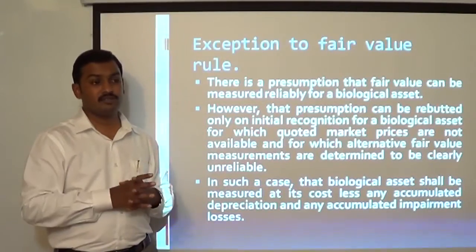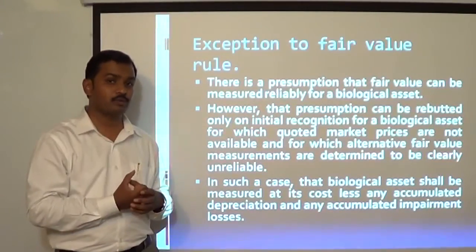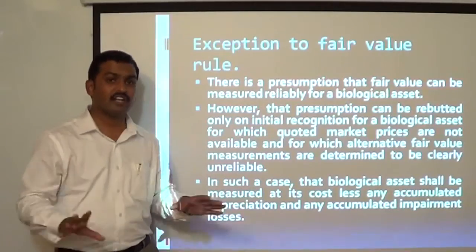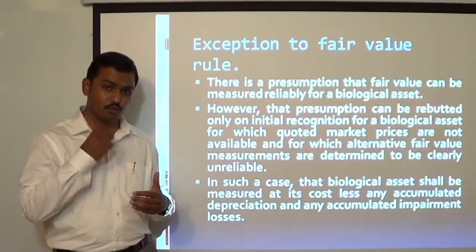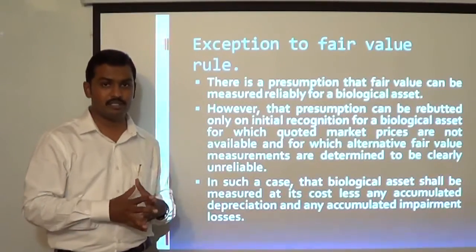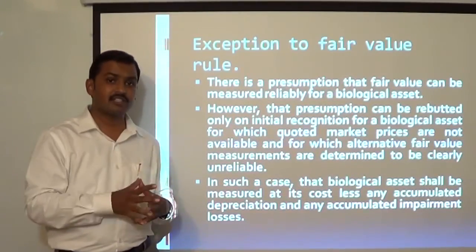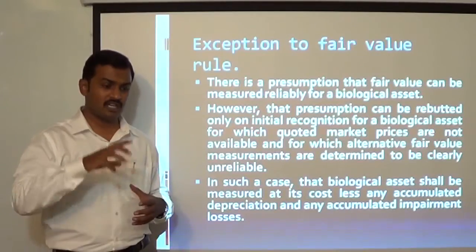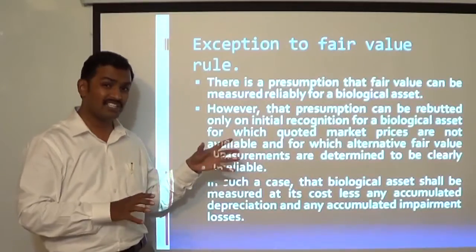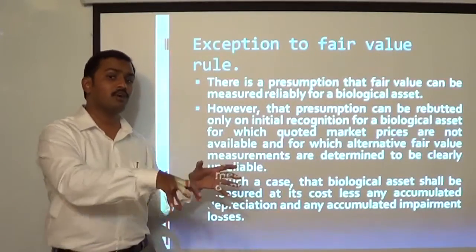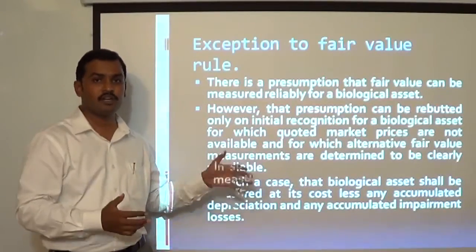After initial recognition, the standard clearly says if you are getting some harvest or some agricultural produce, the standard says you definitely have to arrive at the fair value less cost to sell. There is no possibility of saying that fair value cannot be measured reliably. That means for agricultural produce, for harvest, the standard does not recognize a situation where fair value cannot be measured reliably. That means agricultural produce, harvest at any point, at any cost has to be measured at fair value less cost to sell. But biological assets at initial recognition, if you can demonstrate certain facts, in such cases you can say that the fair value of the asset cannot be measured reliably, you can adopt the cost model.